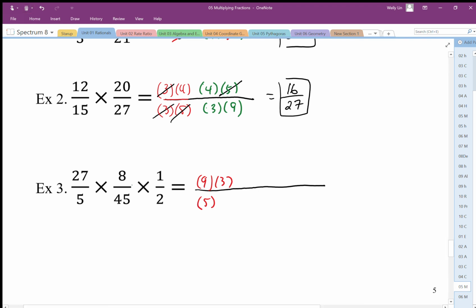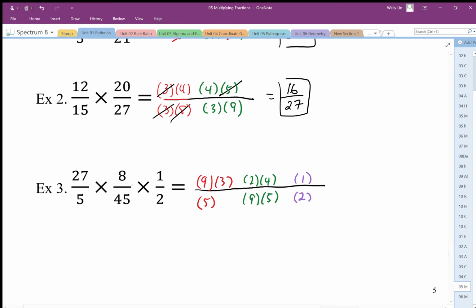There's 8. I need a factor of 2 here. Okay, that's going to cancel out, so I'm going to write the 8 as 2 times 4. And I know the 45 is going to be 9 times 5. And then 1 and 2. Okay, those are simplified already. Okay, they're prime. So I'm just going to leave it like that.